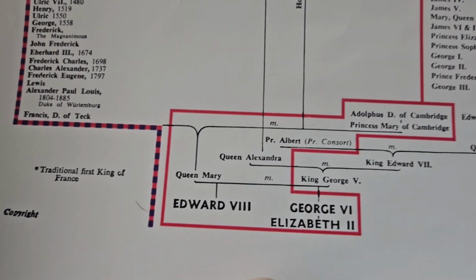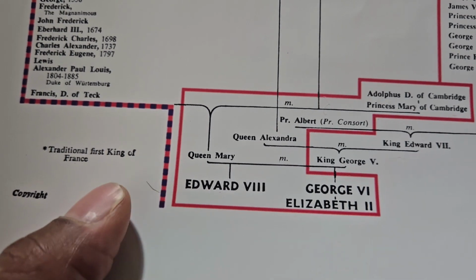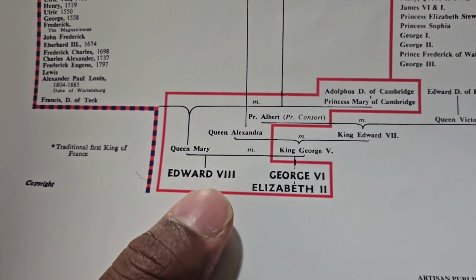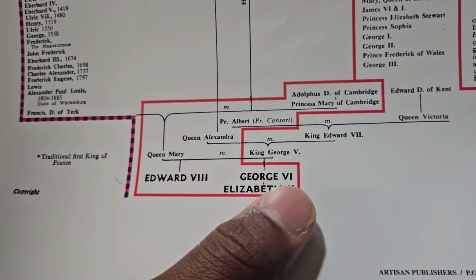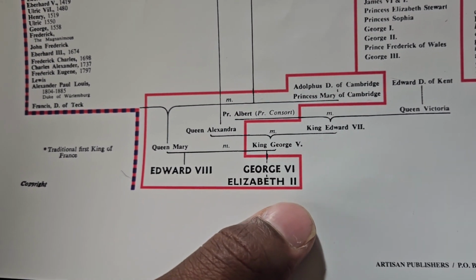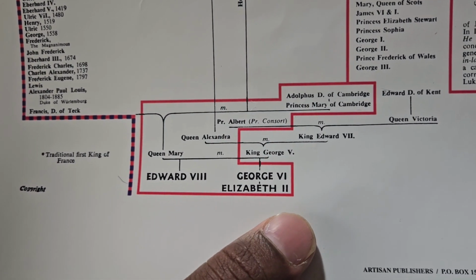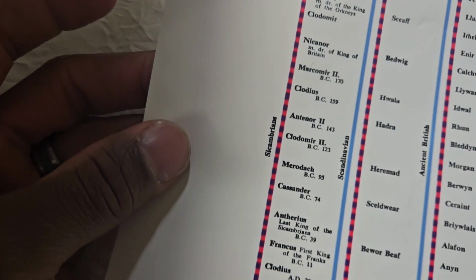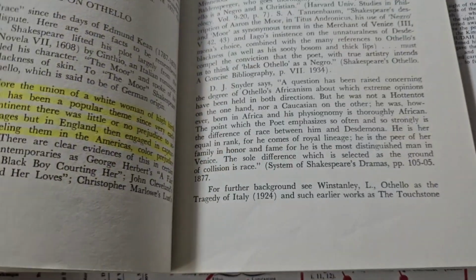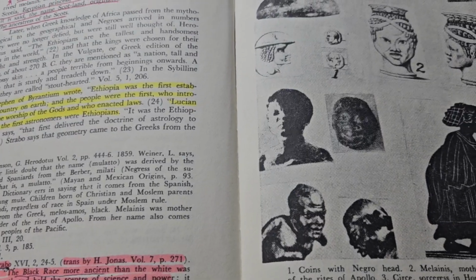Of course, traditional first king of France, Edward the Eighth, George, I think that's the 6th, Elizabeth the 2nd. But right here you got the Trojans, okay. Actually, let me see something in this book. It's saying something about the Trojan.